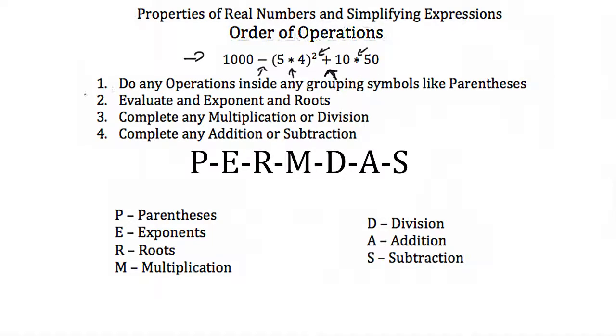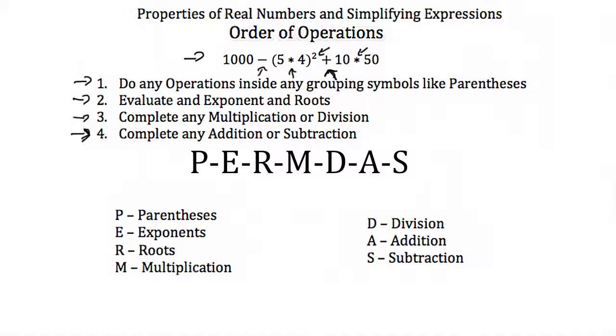Well, the first thing you're going to do is any operation that's in any grouping symbol, like parentheses or absolute values or brackets or anything like that. Always do what's inside those first. Then after that, do all your exponents and roots. Next, you're going to do all the multiplication and division, and then lastly, any addition or subtraction.